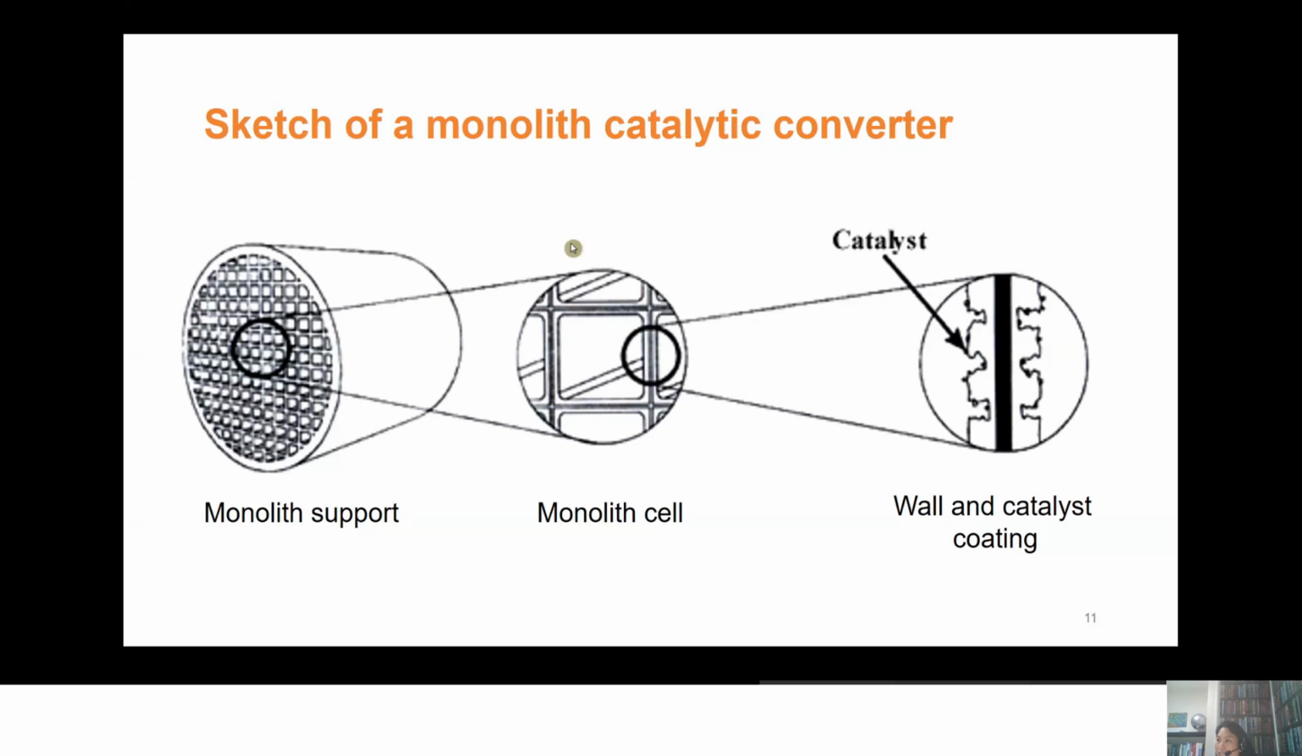So you have a lot of cells here, here are your cell units. Here we're showing just one cell, and you have catalyst coating here on the wall of your cell. The catalyst coating is porous, so there is a high surface area of catalyst. This one is showing the catalyst wall or the monolith wall and the catalyst coating.